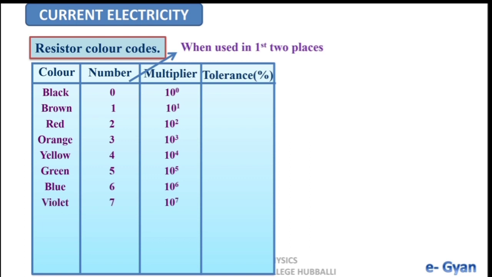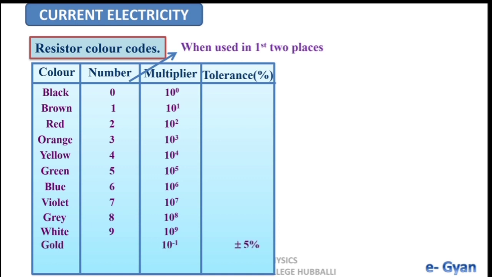Eighth is violet, number is 7, multiplier is 10 to the power of 7. Ninth color is grey, number given is 8, multiplier is 10 to the power of 8. 10th one white, number given is 9, multiplier is 10 to the power of 9.